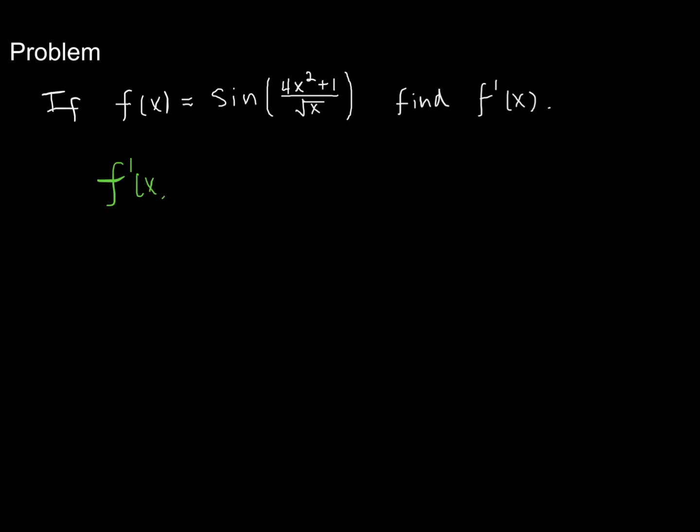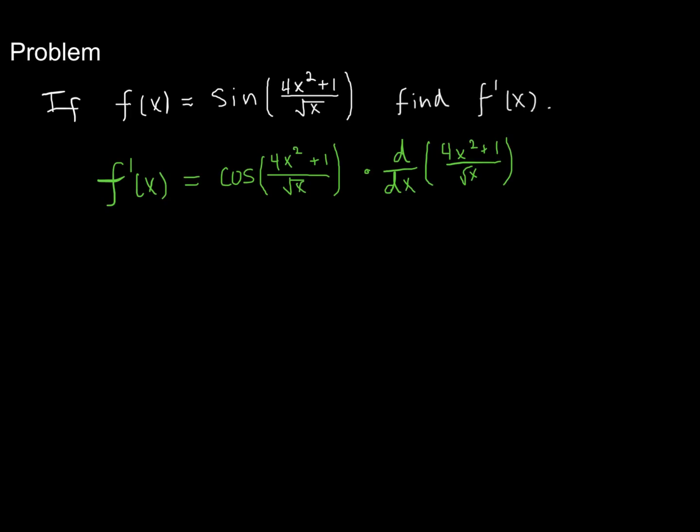So f prime of x is going to be the derivative of the outside function. So the derivative of sine is cosine. So it'll be cosine of whatever this is, 4x squared plus 1 over the square root of x, times the derivative of the inside function. So the derivative with respect to x of this interior, 4x squared plus 1 over the square root of x.